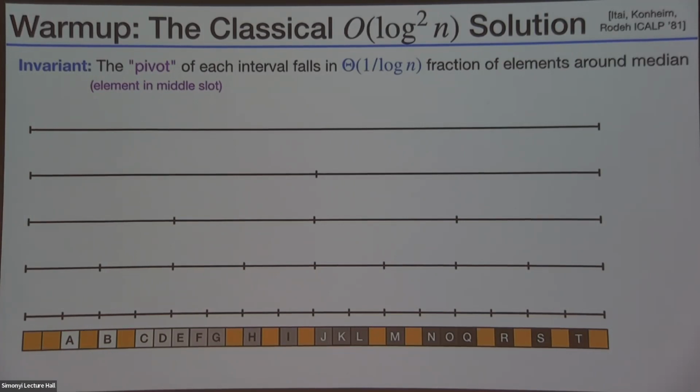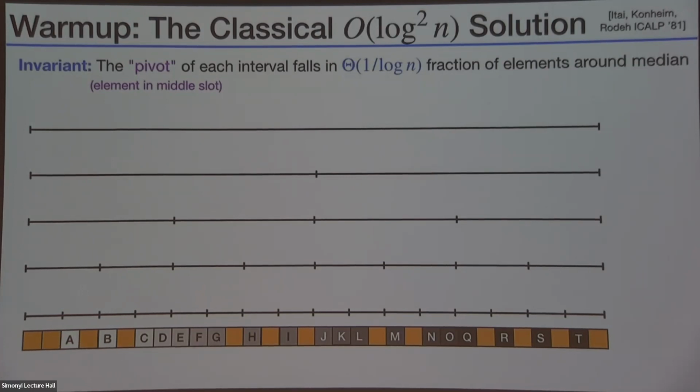You mean you don't mean that there's half to the left and half to the right? I don't mean the median, I mean literally at this point. So the slot could be empty and there could be no pivot, but if there's an item there, then we're going to call it the pivot.